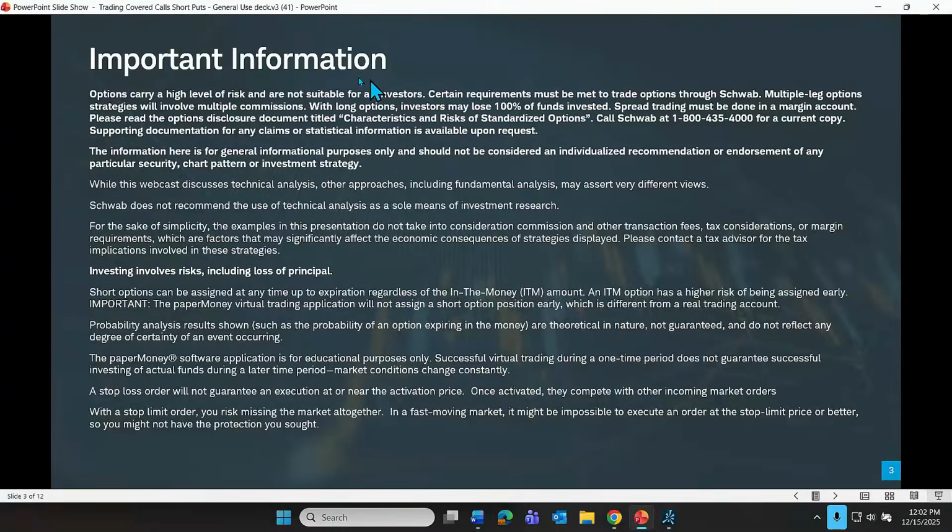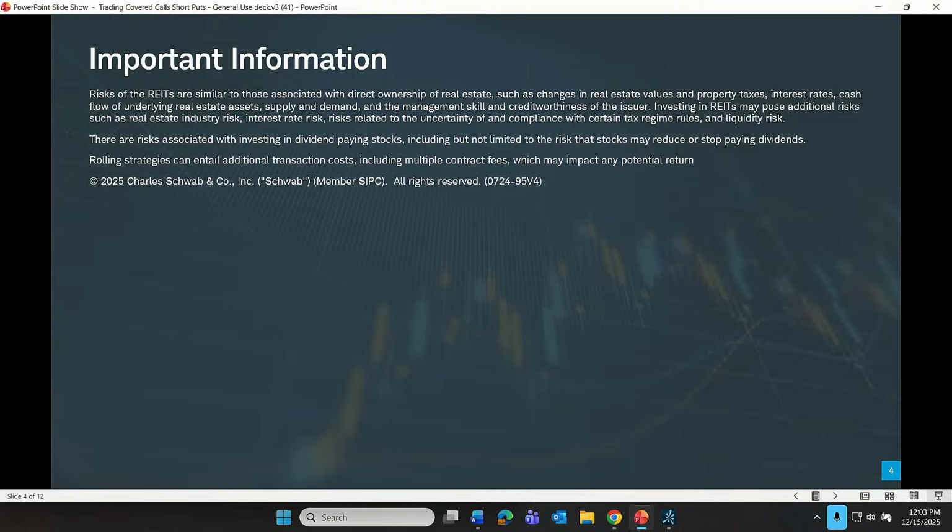But let's get into this discussion of scanning for covered call candidates. Of course, as we do this, that approach involves risk, as does every other approach to trading and investing. So bear these important disclosures in mind. Options carry a high level of risk and are not suitable for all investors. The information here is for general informational purposes only and should not be considered an individualized recommendation or endorsement of any particular security, chart pattern, or investment strategy. While this webcast discusses technical analysis, other approaches, including fundamental analysis, may assert very different views. Investing involves risks, including the loss of principal, and any investment decision you make in your self-directed account is solely your responsibility.